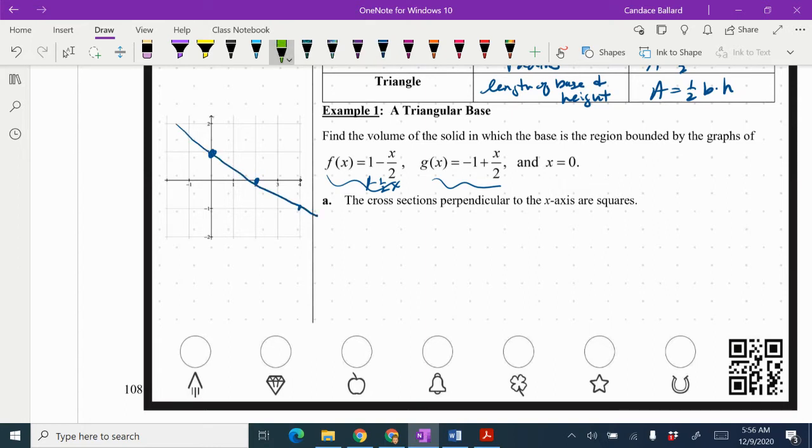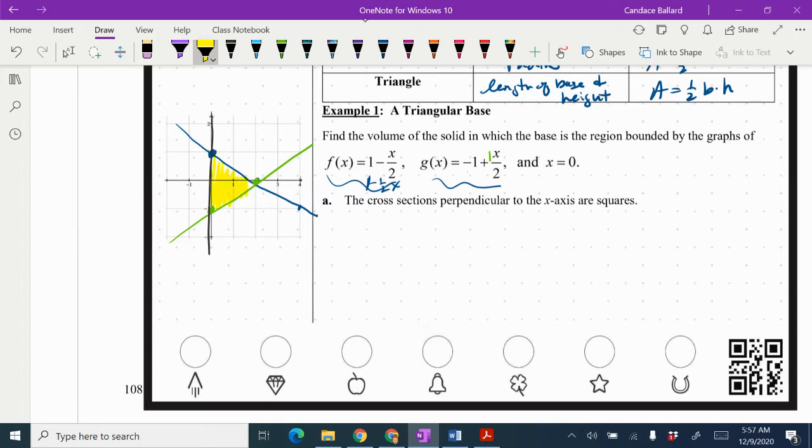Okay, and then I'm going to graph the other line, which is the same thing. My y-intercept is -1, but this time my slope is up 1 over 2, so it looks like they cross there. And then x equals 0 is also the y-axis. So basically the shape we're using as our base is right in here.